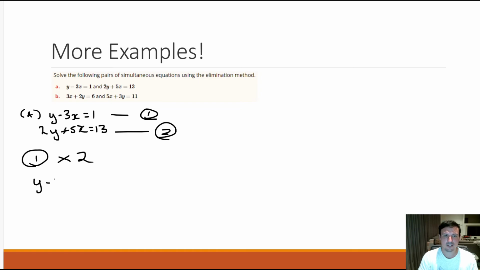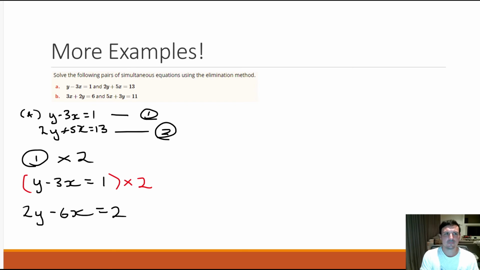So what we have here is our equation. I'm going to times the whole thing by 2. So what we should end up with is 2 times y is 2y, 2 times negative 3x is negative 6x, and then 2 times 1 gives me 2. Now, if we look at our two equations, we'll call this equation 3 just so that we don't get confused. We should see that both of them have a 2y in them, so we can actually work with them.